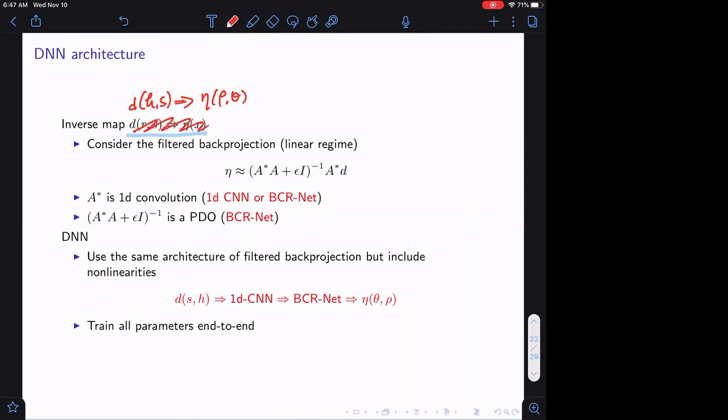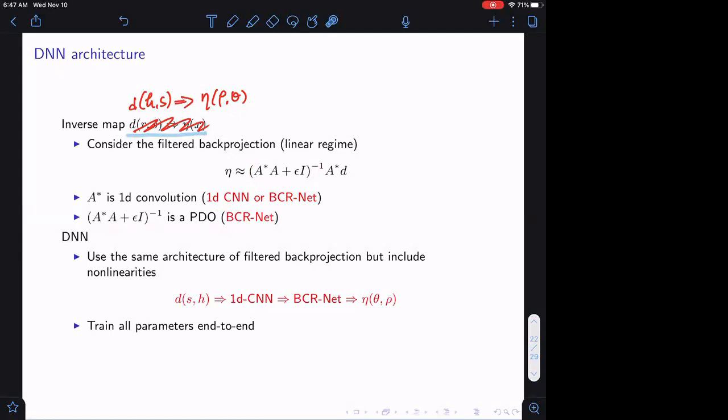Okay. Now, we said the forward map itself can be represented as A, and A star is its adjoint. So using back projection, we also know that eta is represented by this pseudo inverse. And A itself can be represented by a CNN, 1D convolution. Therefore, the adjoint operator can also be represented by a CNN. So A star is a CNN. And this other operator is a pseudo differential operator. So therefore, we can, for example, use BCR net for it.